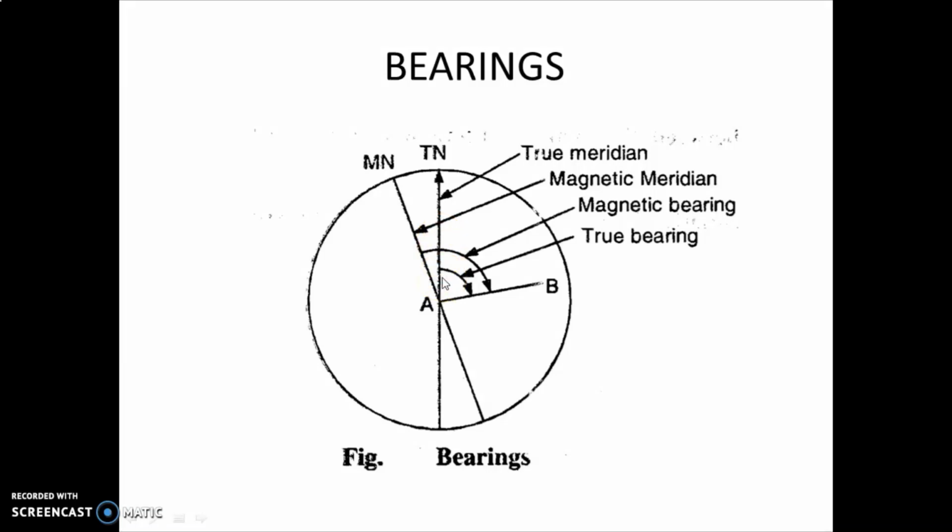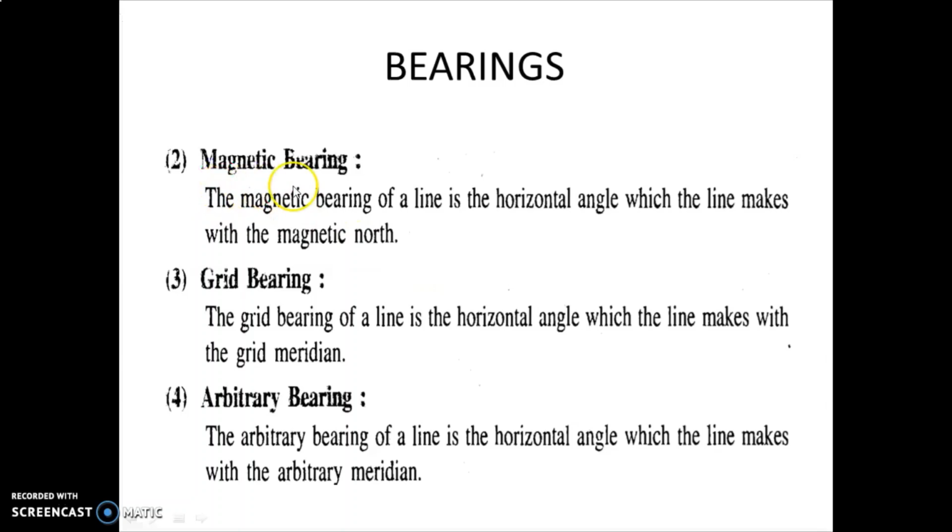or true meridian. Same way, this is our magnetic north line, that is the magnetic meridian, and this is your magnetic bearing. So what is magnetic bearing? It is the horizontal angle it makes with the magnetic north or magnetic meridian. You can see the magnetic bearing. The magnetic bearing of a line is the horizontal angle which the line makes with the magnetic north.